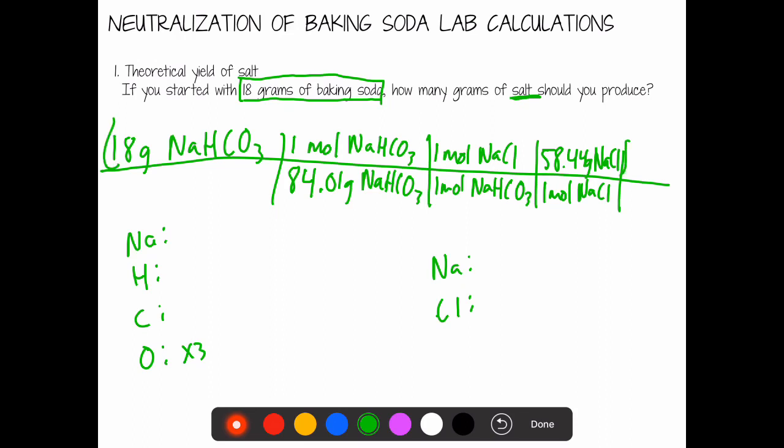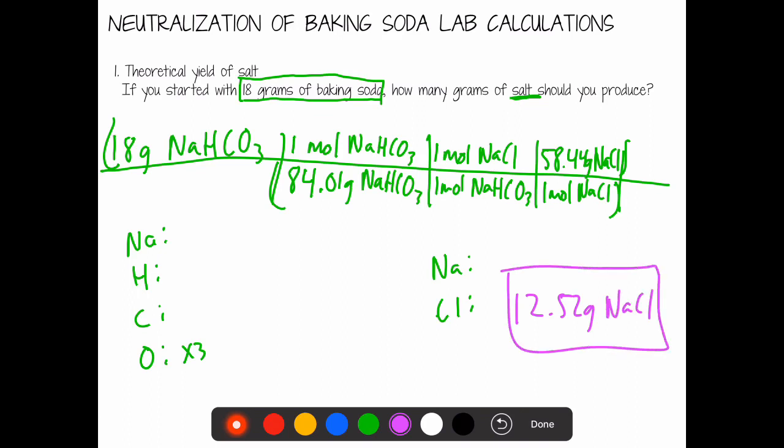So now all you need to do is multiply everything on the top of our equation together, multiply everything on the bottom together, and divide those two numbers. Go ahead and crunch those numbers in your calculator. And we should end up with 12.52 grams of sodium chloride. This is our theoretical yield. This is what we should end up with at the end of our experiment. So I went in with 18 grams baking soda. I should be able to get 12.52 grams of sodium chloride out. Again, your yield will be lower because you're not starting with 18 grams.